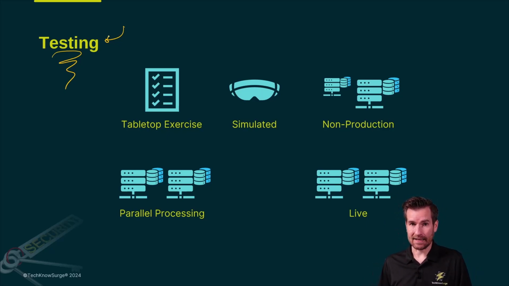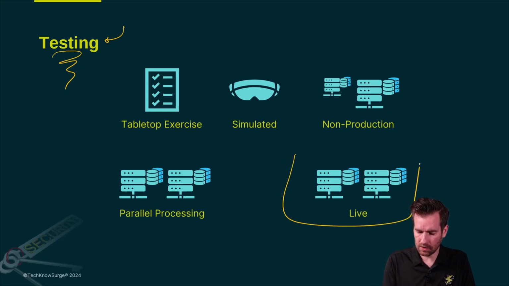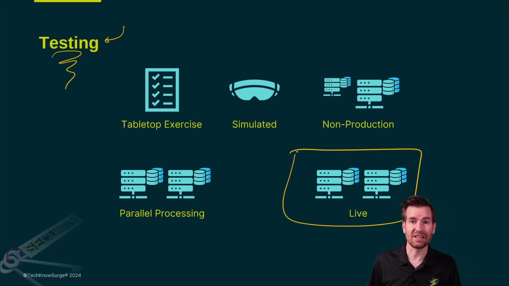For instance, ideally, we'd actually go through a full live failover. We're actually failing over to another data center where our customers are now actually all on the new equipment, and everything is now up and running. This is a full disaster recovery test, and that's the most ideal, but it can be very disruptive. So there are other things that we can implement that don't require us to do a full failover.